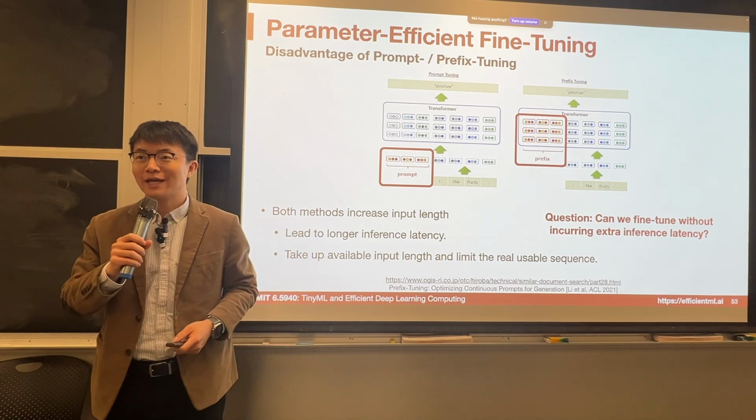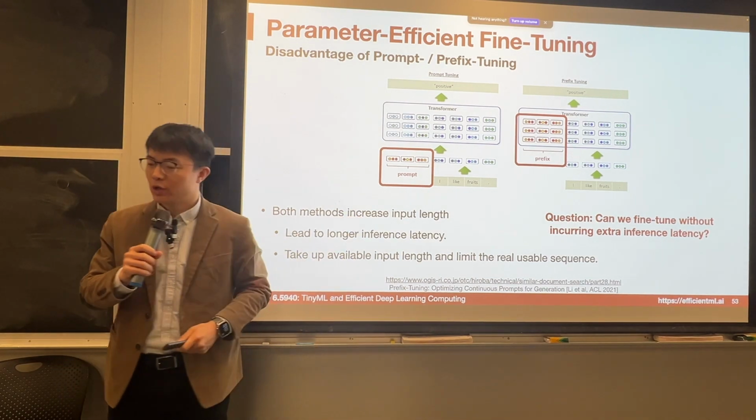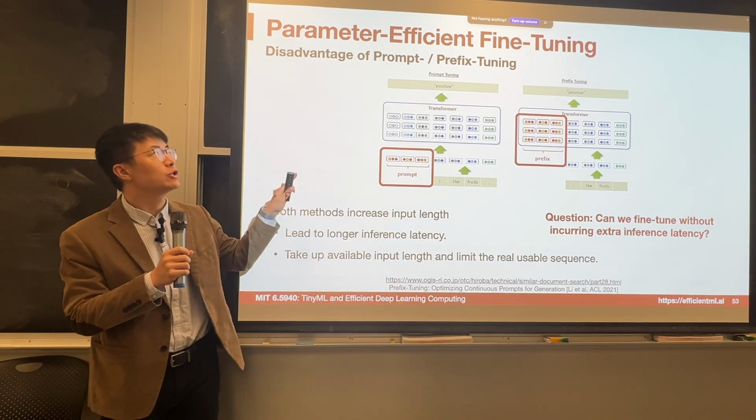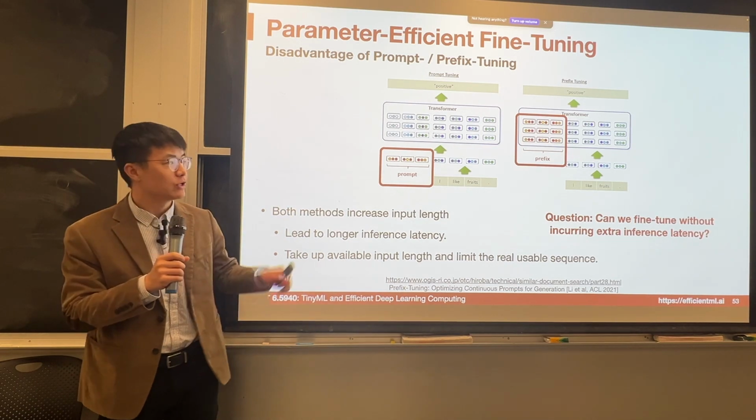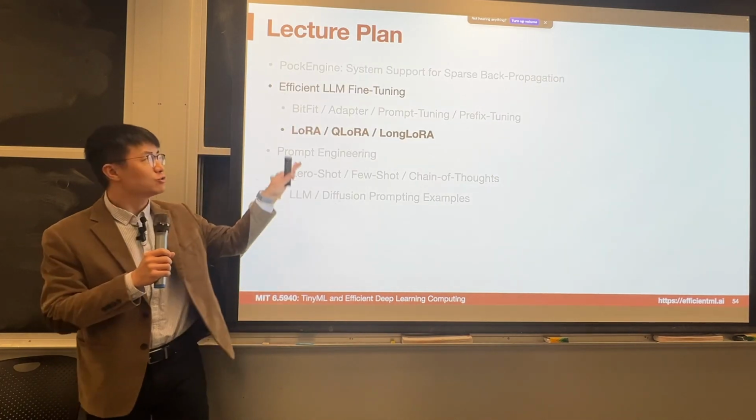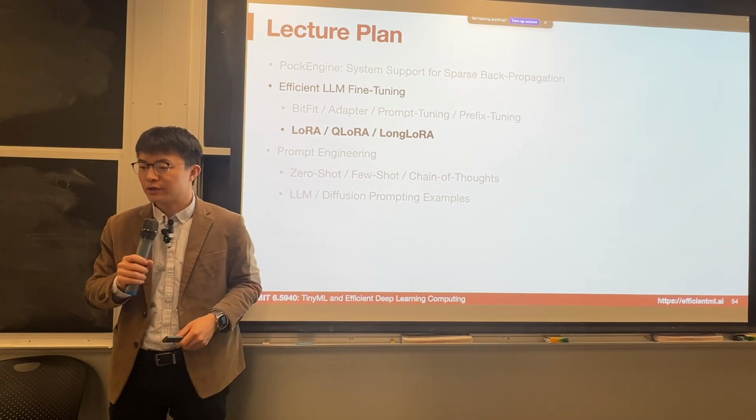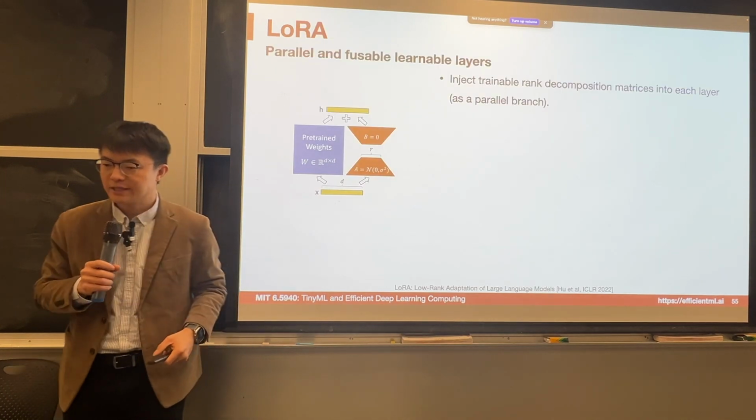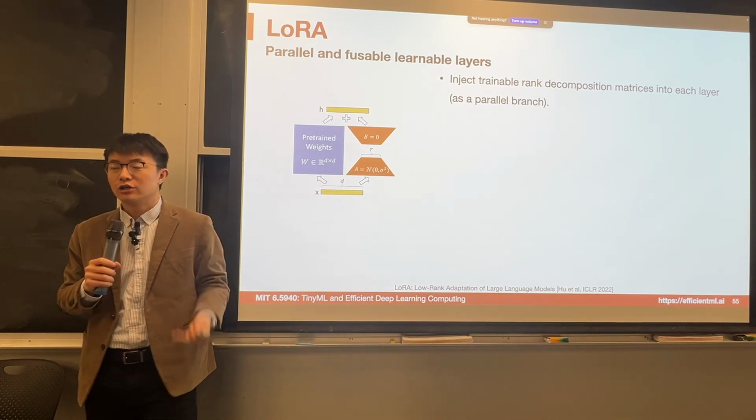All right, welcome back. So let's answer the question, can we fine-tune without incurring actual inference latency? As we have seen in either prompt tuning or prefix tuning, it adds extra tokens to the large language model, which incurs the extra latency. So let's introduce LoRA family that is going to, without having to incur such latency overhead, we'll be able to fine-tune the model. The idea is to introduce this parallel and fusible and learnable branches.